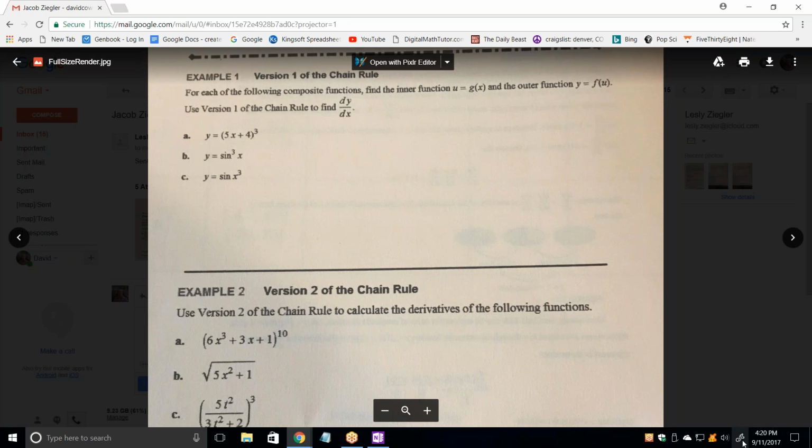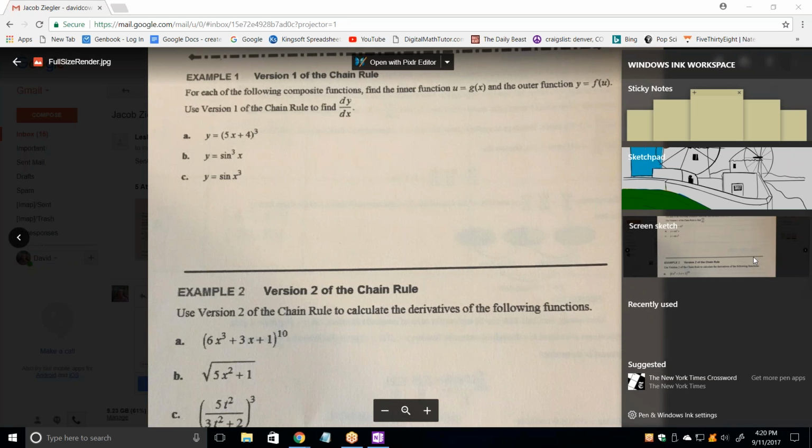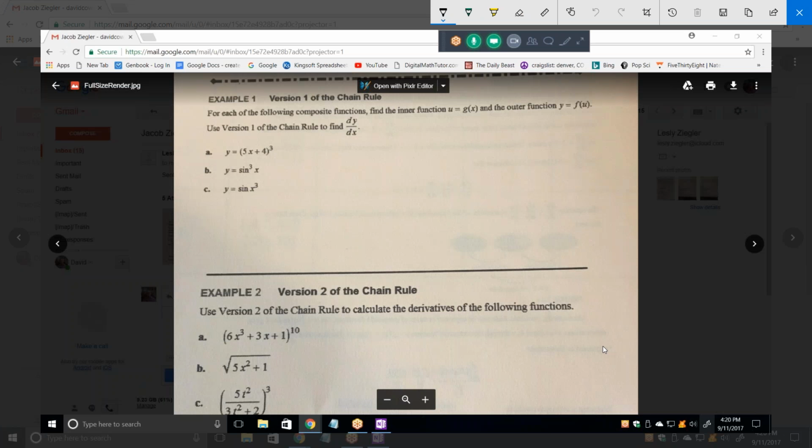B and C. Take a picture of it. Now, these are actually distinguishing between these two. If you can figure this out, you got it made. Because these two represent really the hardest problem about the chain rule, which is figuring out what is the inside.